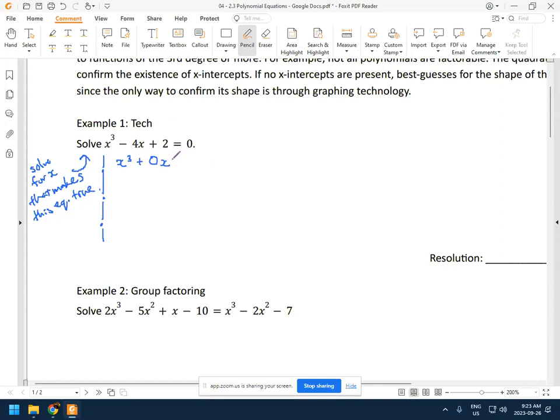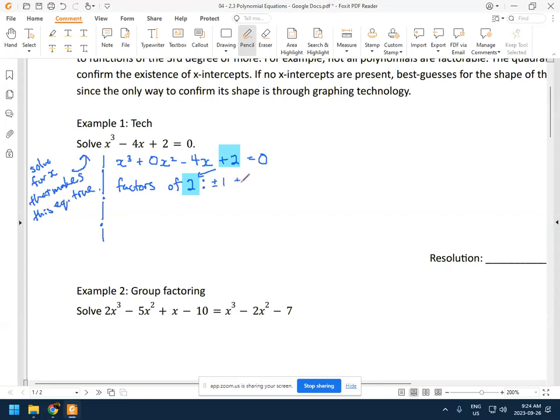factor, right? Well, I didn't give you any factors. So what do you think? What could you do? What x values or what factors can I test? Yes, factors of 2, right? What are the factors of 2? I'm going to highlight it.